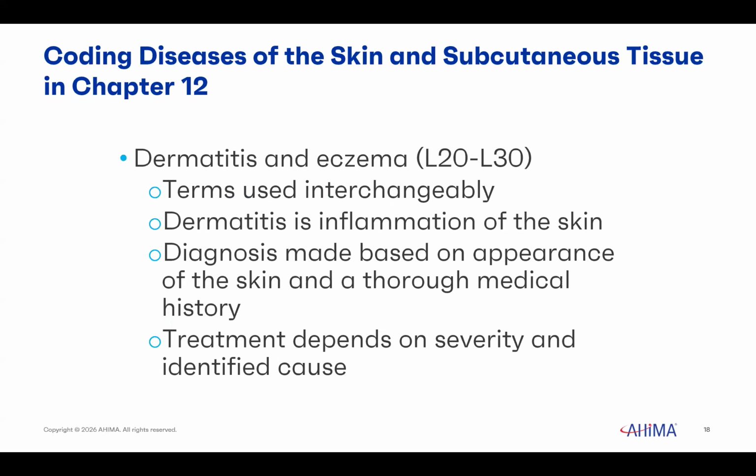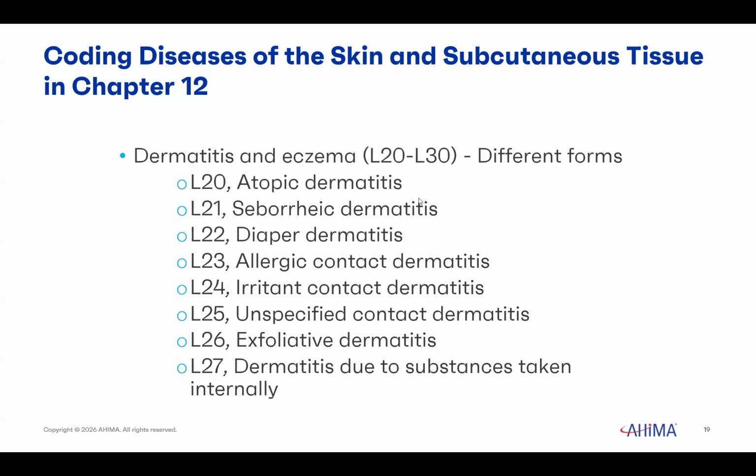Dermatitis and eczema, of course, we use these terms interchangeably. The diagnosis is made based on the appearance of the skin and a thorough medical history. How we treat it depends on how bad it is. And then, of course, we have all different types of dermatitis, as mentioned here, L20 through L30: allergic, diaper dermatitis, atopic dermatitis, and so on. We could talk about all these different subterms, but the main point to remember is that we have to read the documentation carefully, especially once we hit the main term of dermatitis.